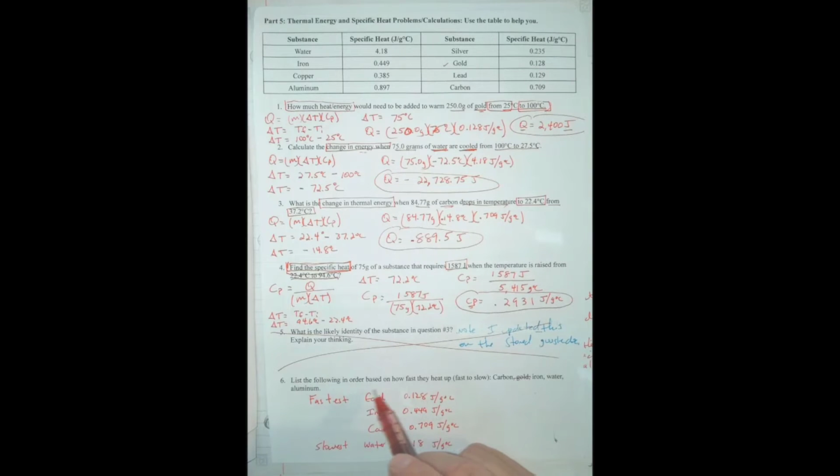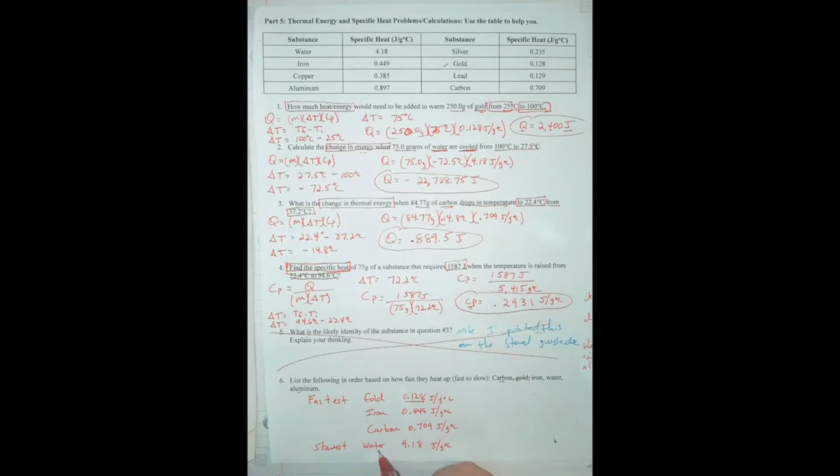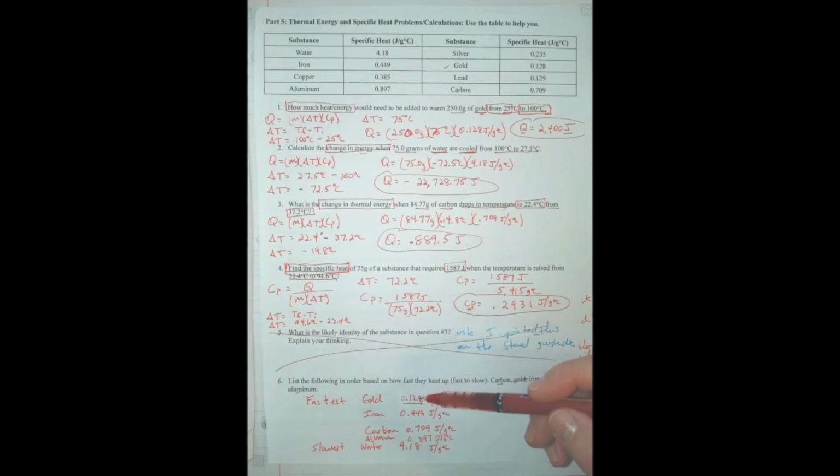Number 6 is list the following in order based on how fast they heat up, fast to slow. So I went ahead and just put fastest at the top. Gold is my fastest, and I know that because of all of these metals that are listed, carbon, gold, iron, water, and aluminum. I guess water's not a metal. I guess these are all substances. So I've got, what, 1, 2, 3, 4. Ooh, I'm missing a substance. Which one did I miss? Ooh, I missed aluminum. Aluminum should be in here. Let me do that real quick. Aluminum, you go here under carbon because you are 0.897 joules over grams degrees Celsius. Okay, that's better.